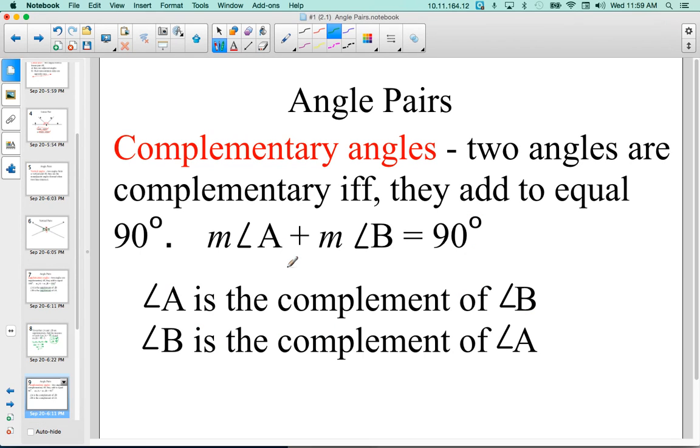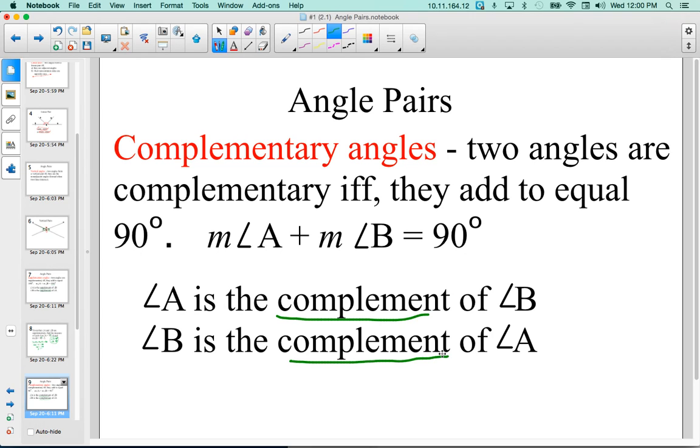Complementary angles are almost the exact same thing, except now we're not talking about angles that add together to 180. We're talking about angles that add up to 90. Two angles are complementary if and only if they add to equal 90 degrees. The measure of angle A plus the measure of angle B equals 90 degrees. Instead of calling them supplements, they are complements of one another.